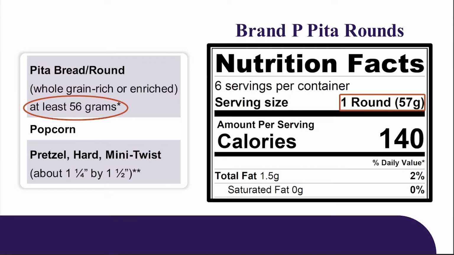We know the answer is yes because the weight of the pita bread in the chart is at least 56 grams. The nutritional facts label for brand P pita rounds tells us that one pita round weighs 57 grams. Because one brand P pita round weighs more than the pita listed in the grains measuring chart, we know we can use the chart to tell us how many brand P pita rounds to serve in order to meet CACFP meal pattern requirements.